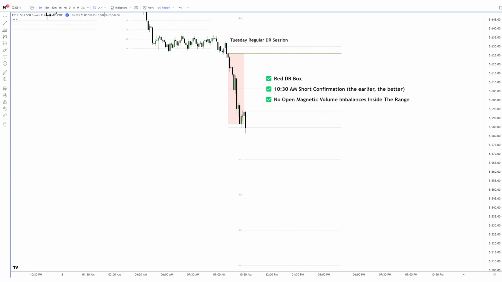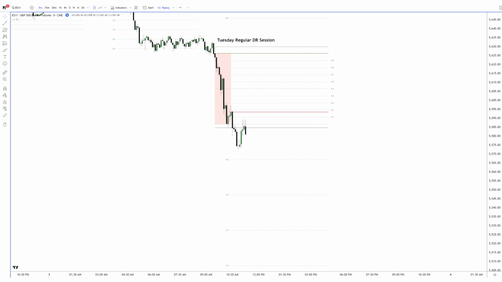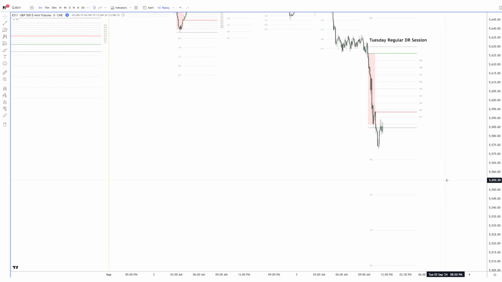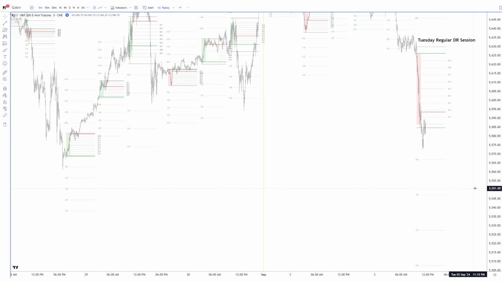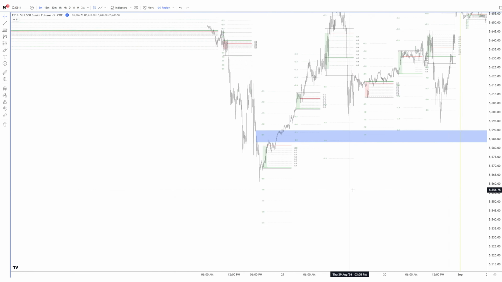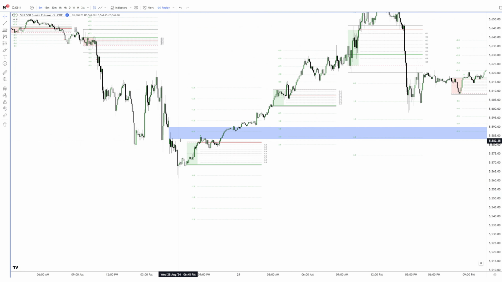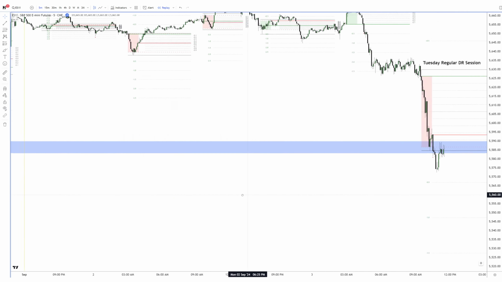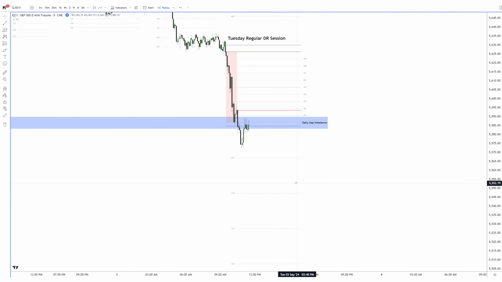What's also important to notice is that there are no open magnetic volume imbalances inside the defining range. Price drops lower and retraces back to the low of the range. Now here is the most crucial thing. When zooming out and going back to previous week's price action, there is a daily gap imbalance from Wednesday going into Thursday that's been broken to the downside for the first time at current price action. What more confluences do you need? That is more than just a high probability setup.